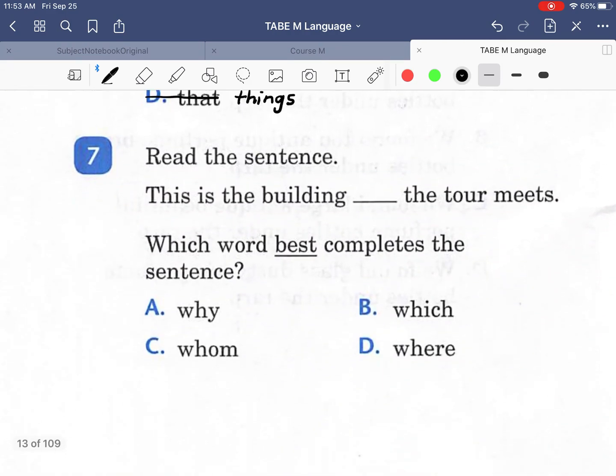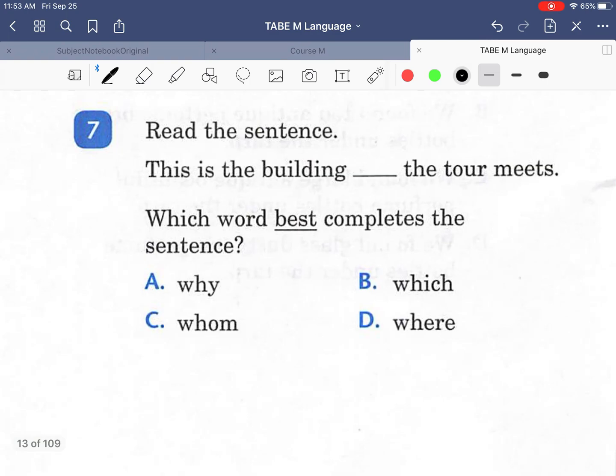Number 7. Read the sentence. This is the building blank the tour meets. Building the tour meets. The tour does something. They do an action. So I am looking for an adverb in this one. We're focusing on the action. The meeting is what we're looking at. So I can't use whom. That's a pronoun. That goes when you're describing people.